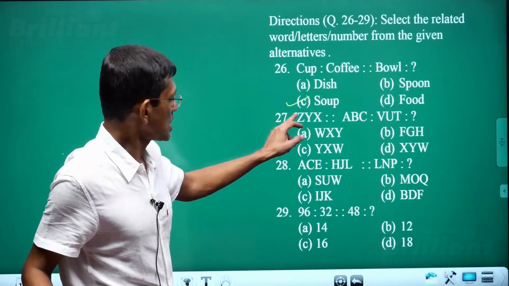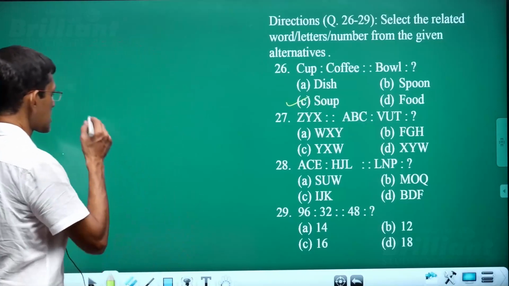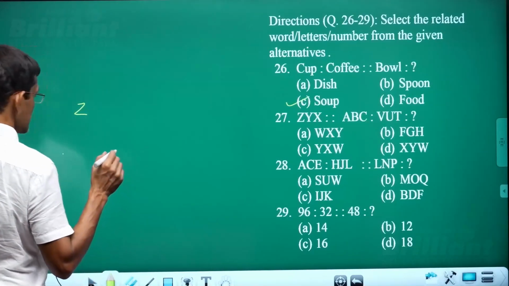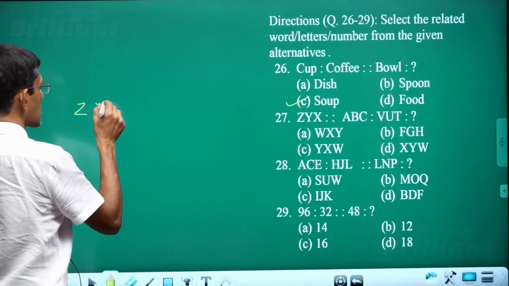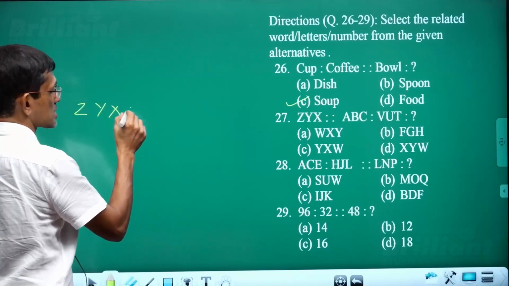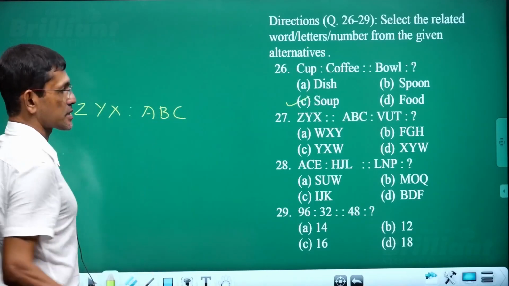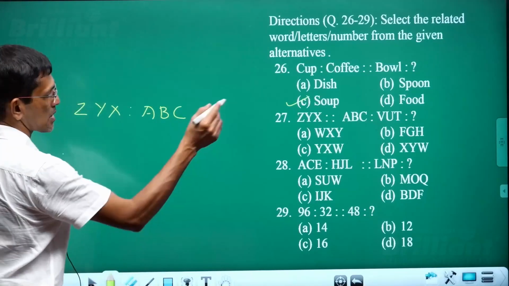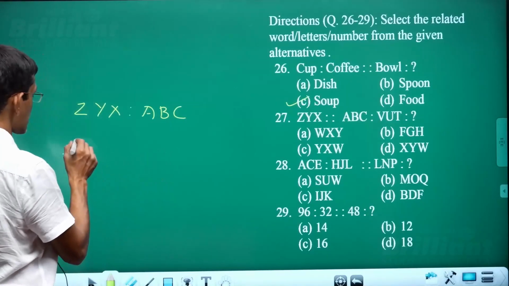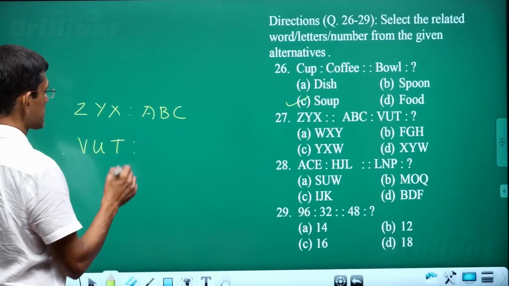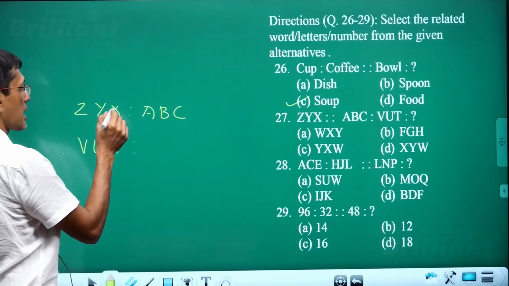Next one, ZYX. That's equal to what? ZYX and ABZ. Similar way, we have VUT and what? VUT and what? So ZYX.